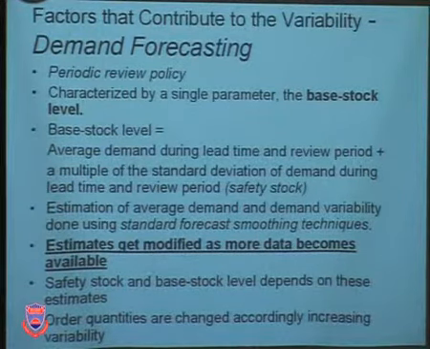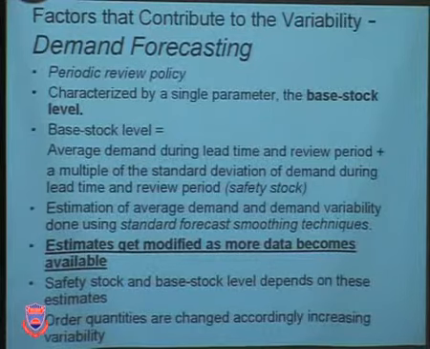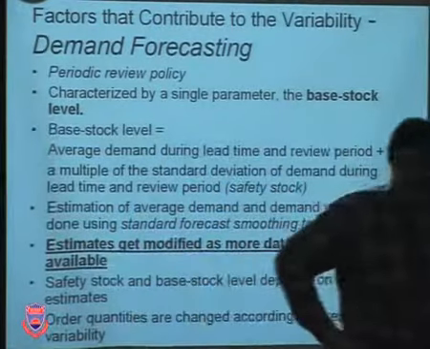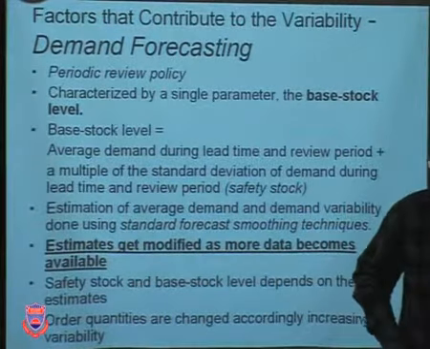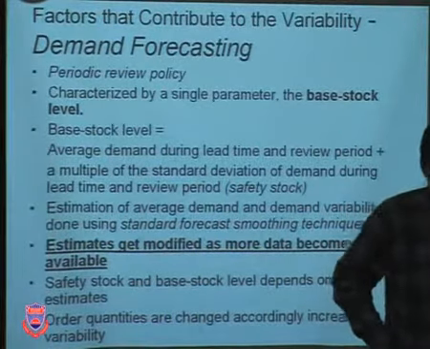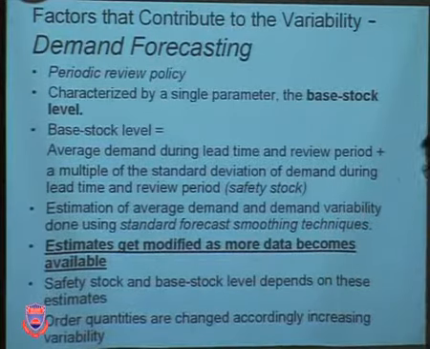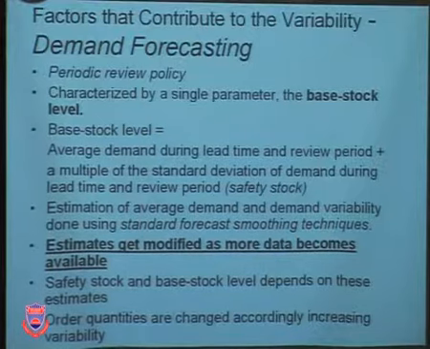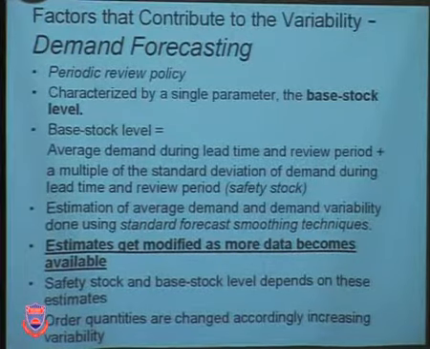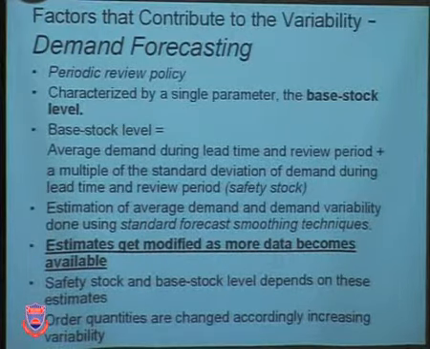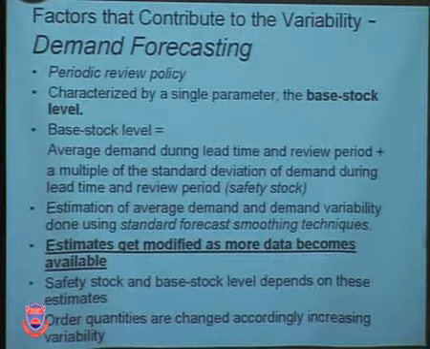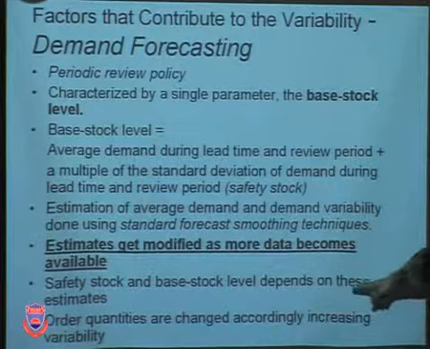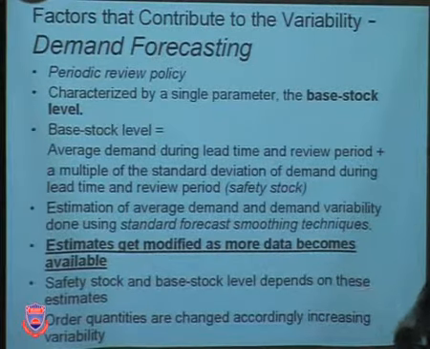Now, estimation of the average demand and demand variability is going to be done using some standard forecasting techniques like exponential smoothing or moving averages or whatever. As you have more data, you modify the estimates. In other words, at the beginning of every week, you are going to update. This is the way that it is going to operate. And then the safety stock and base stock level are going to depend on these forecasts.